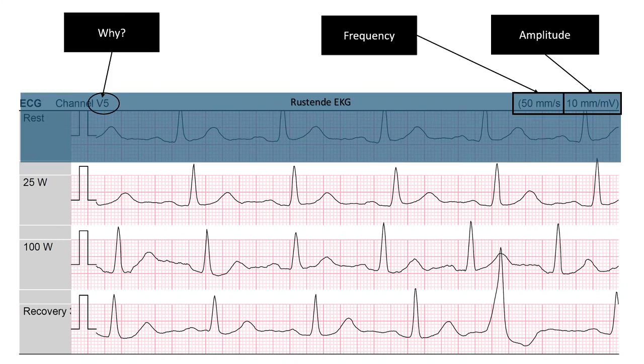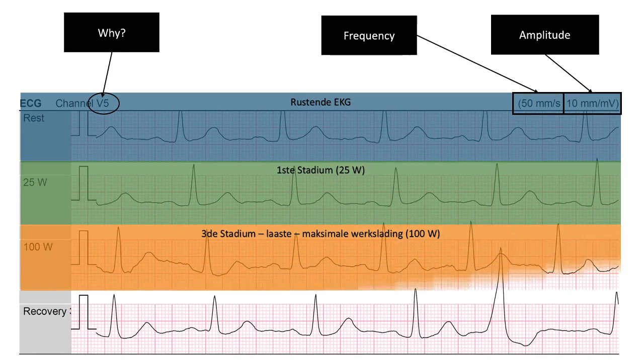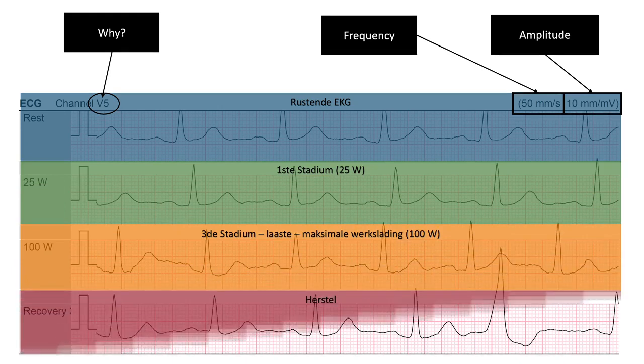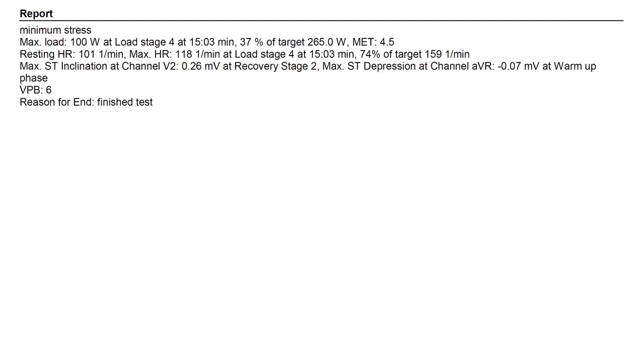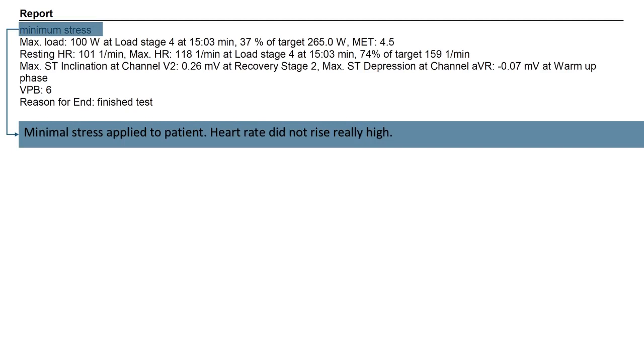The first line here represents resting ECG, then the first stage, then the third stage, which is the maximal workload, and then the recovery stage as well. Alright, then we get a report. The report is an automatic report which is generated by the system, and therefore it can make mistakes.